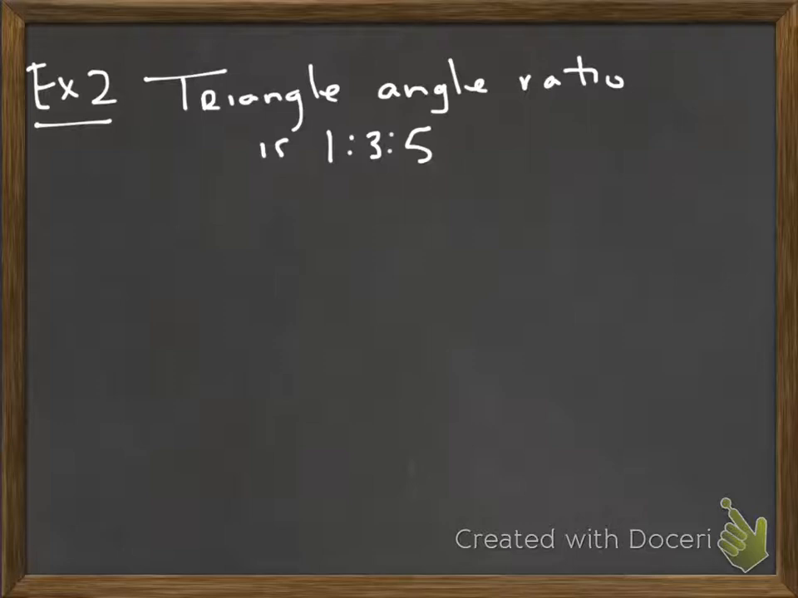Very similar to before. I know that the angles are going to equal what? 180. And so I have to take 1x plus 3x plus 5x to multiply them together.